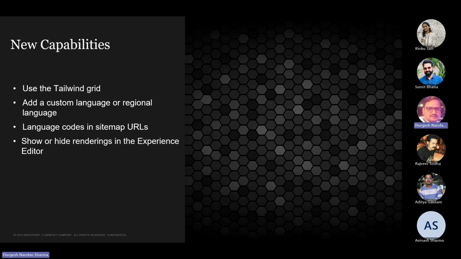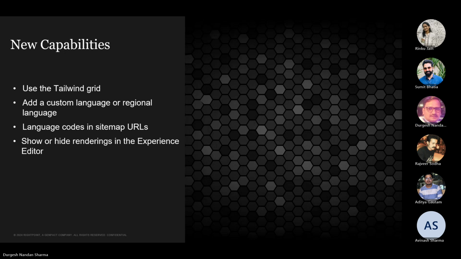The third one is the most important feature introduced in 10.4. It enhances SEO by allowing the inclusion of the language code in the sitemap URL. Whatever language we are using, it will be included in the URL. This ensures the search engine can better index the multilingual content and understand the language targeting of specific pages.